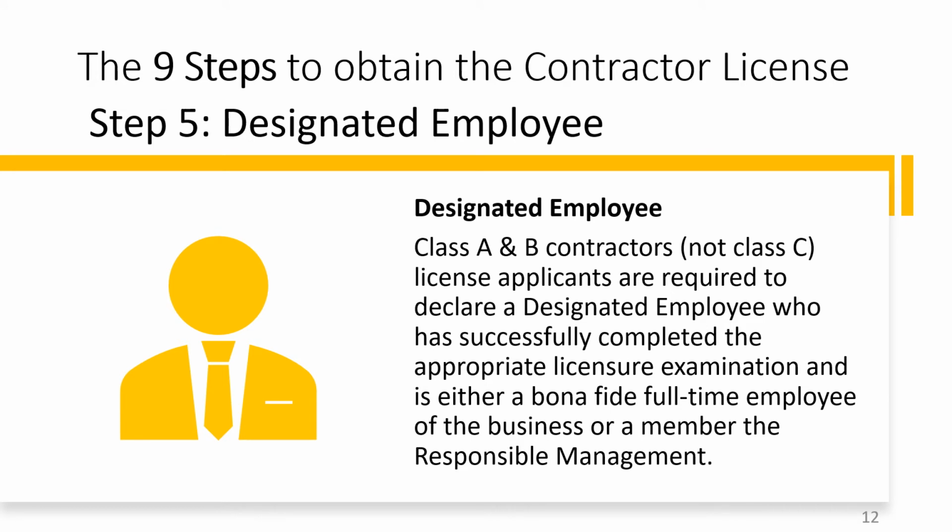Step 5. Designated employee. Class A and B contractors, not Class C, licensed applicants are required to declare a designated employee who has successfully completed the appropriate licensure examination and is either a bona fide full-time employee of the business or a member of the responsible management.